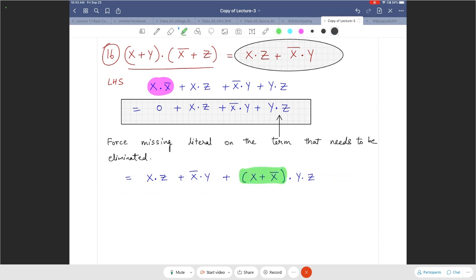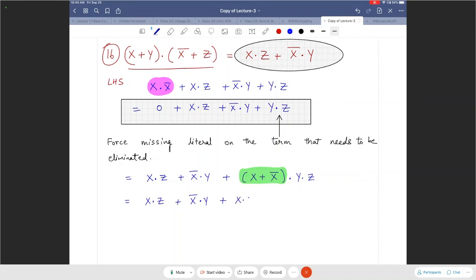But x or x complement will always be 1. And 1 and y and z will be y and z. So I did not change the function. I simply forced that missing literal. So in other words, I have actually made my expression longer. But I did that so that I can combine more later on, which will help with the elimination of y and z term. So I'm going to write this next step.